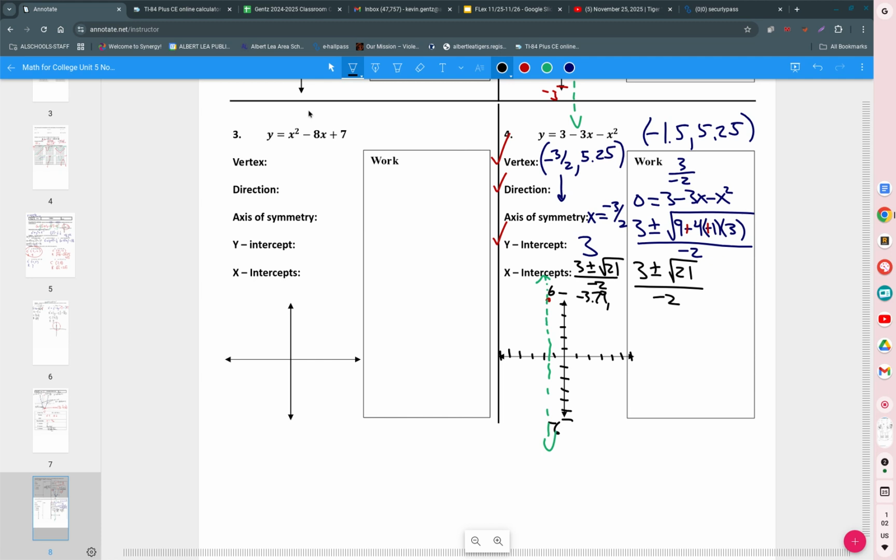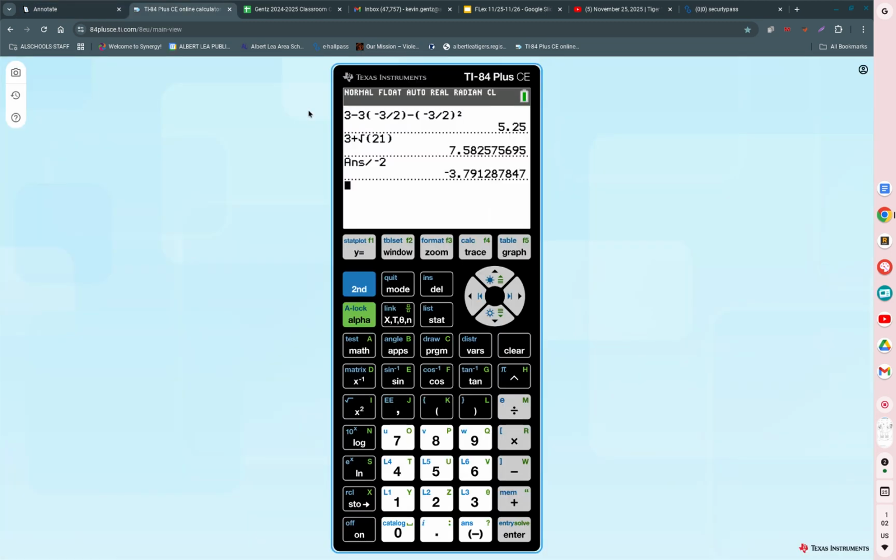Now I'll calculate the other part, and this time I'm going to type it all together. Watch the difference here. I will do parentheses 3 minus the square root of 21, and then divide by negative 2. So if you're going to do it all in one step, you have to put the top in parentheses, so it takes 3 minus the square root of 21. Otherwise, it would only be dividing the square root of 21 by negative 2. And I get 0.79.